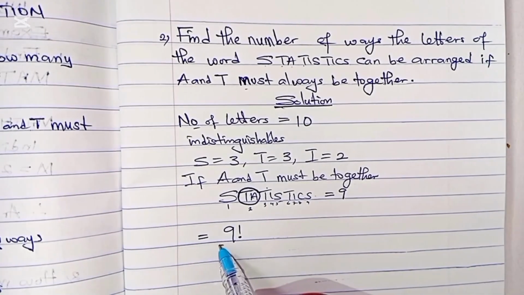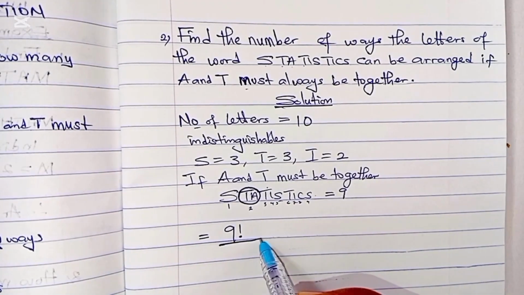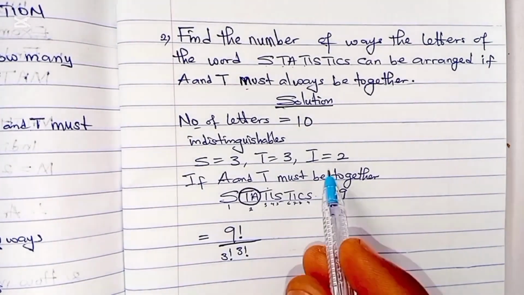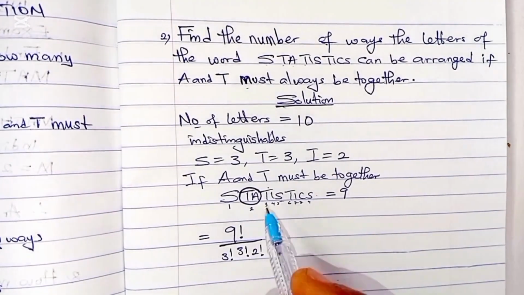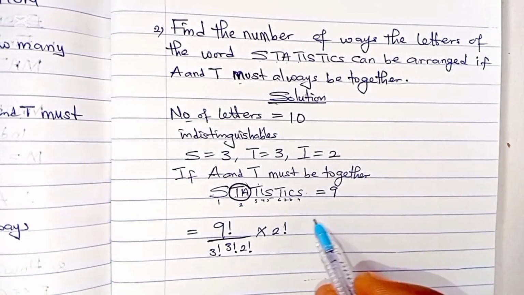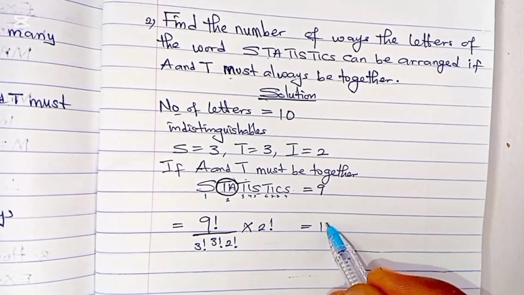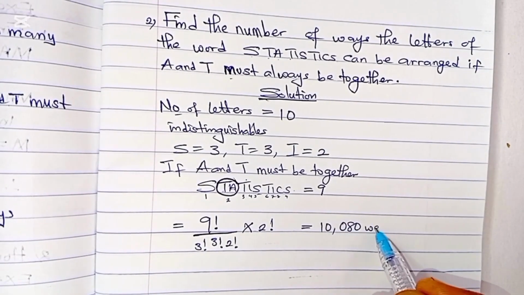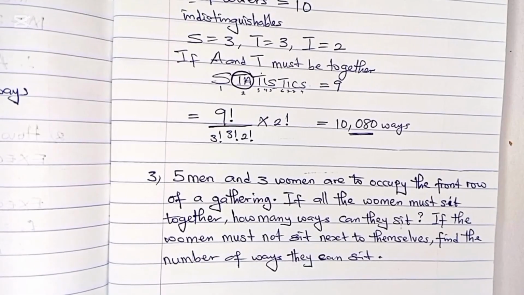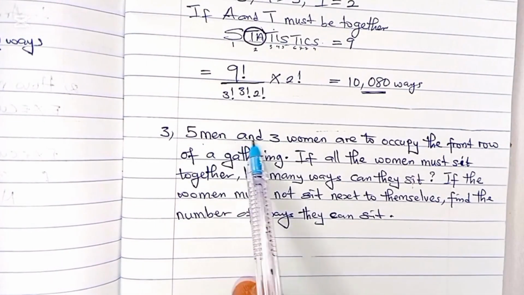That means we can arrange it in 9 factorial ways and divide the result by the indistinguishable letters: 3 S, 3 T, and 2 I's. So that gives 3 factorial, 3 factorial, 2 factorial. Then A and T happen to be 2 letters, so we multiply also by 2 factorial. And the answer at the end of the day gives us 10,080 ways.